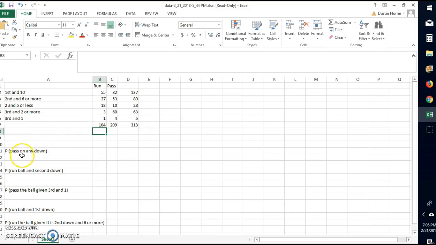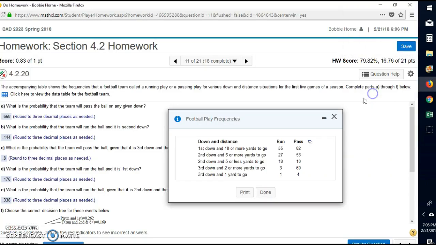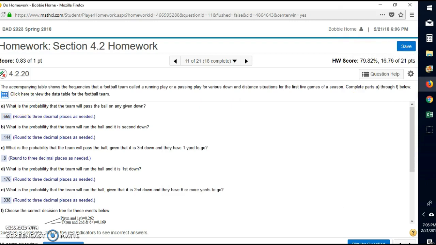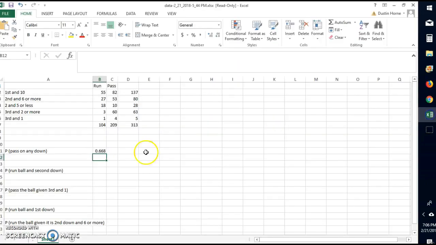So the first one is the probability of pass on any down. So look at the total number of times you passed and divide it by the total number of plays. The total number of plays is 313. So the probability that I will pass on any down is 0.668. We're rounding to 3 decimal places.